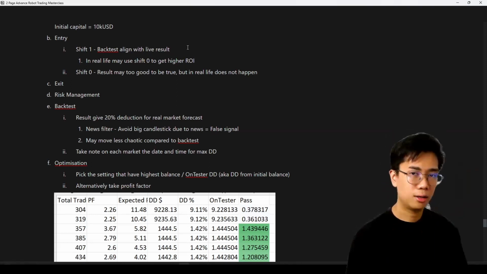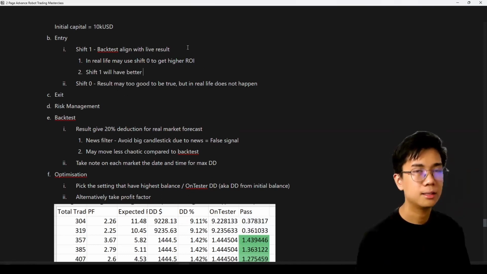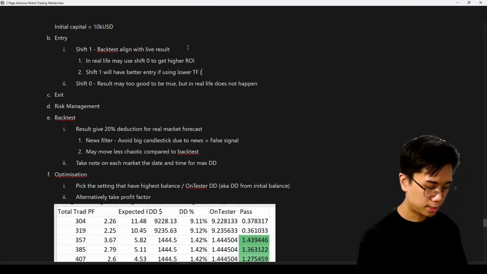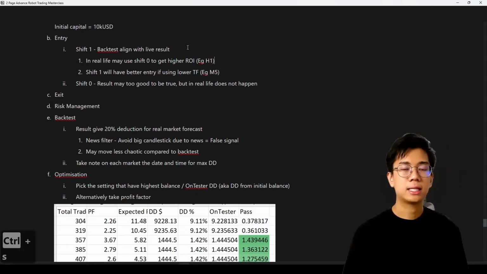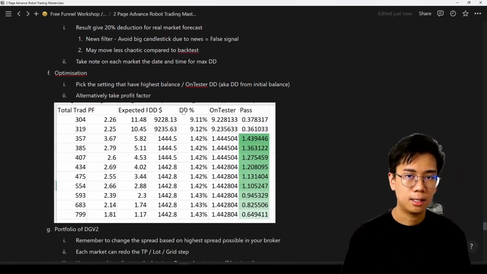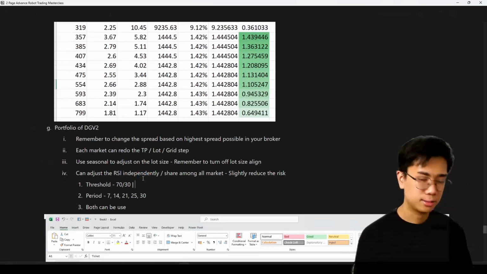And in fact, shift 1 will have a better entry if using a lower time frame, such as M5. And this one is an example for 1 hour. If it's 1 hour and you put it to shift 0, technically it will be much better. Some people will ask, can it go to 80-20? Also can. It's really up to you.